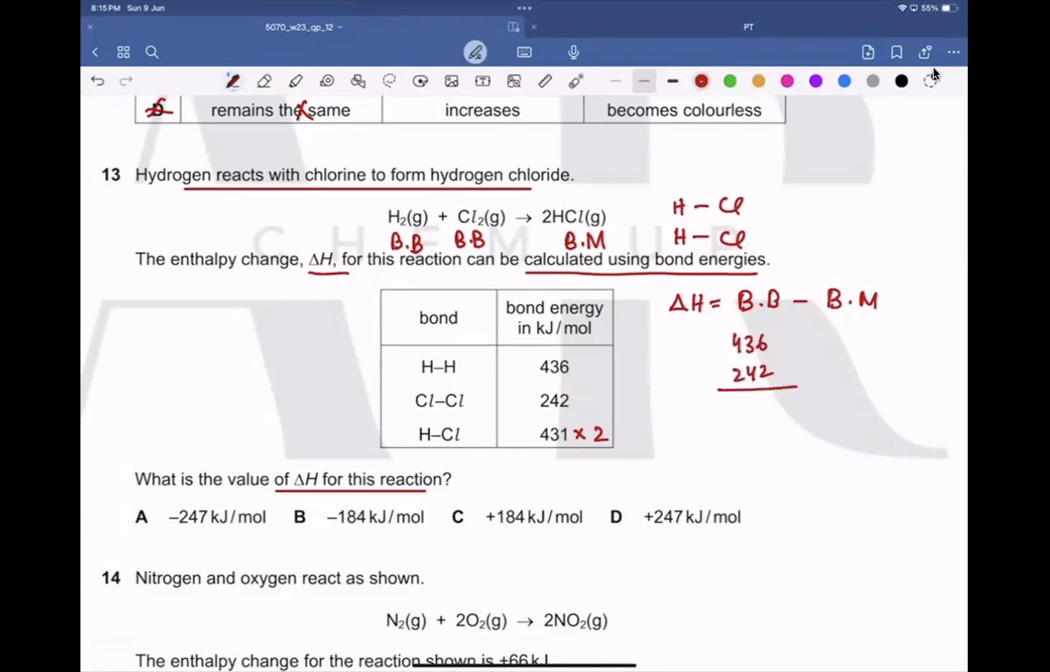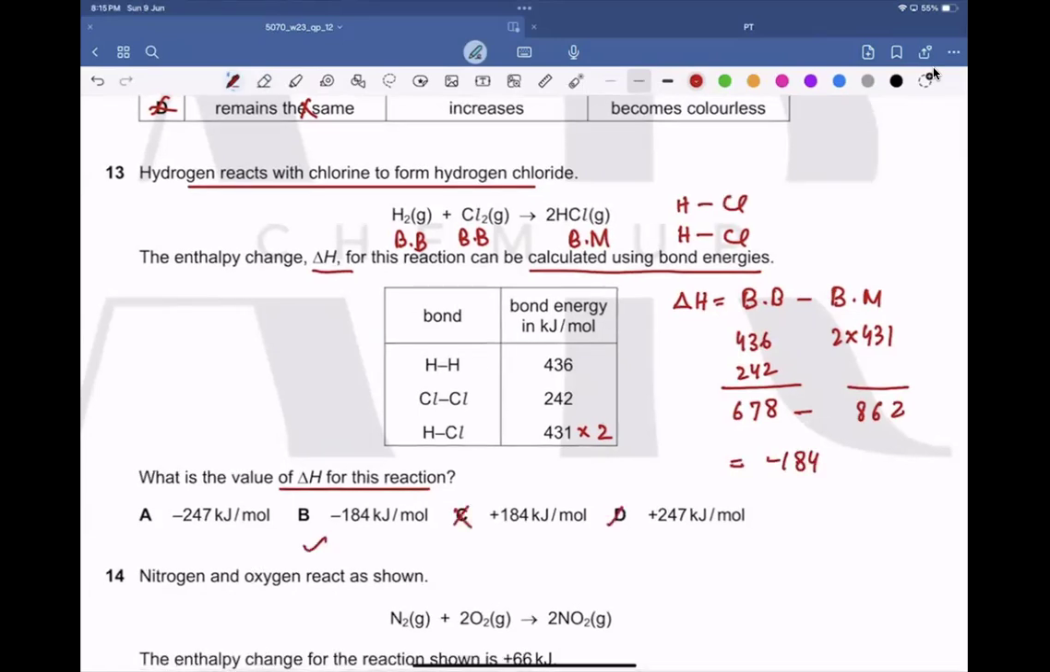Okay, Khatija and Rahim, let me check. And over here it is 2 times 431. So 436 plus 242 is 678. And over here 2 times 431 is 862. So 678 minus 862 is minus 184. Yeah, so B is the correct answer. C, D, and A go wrong, and B is our correct answer.